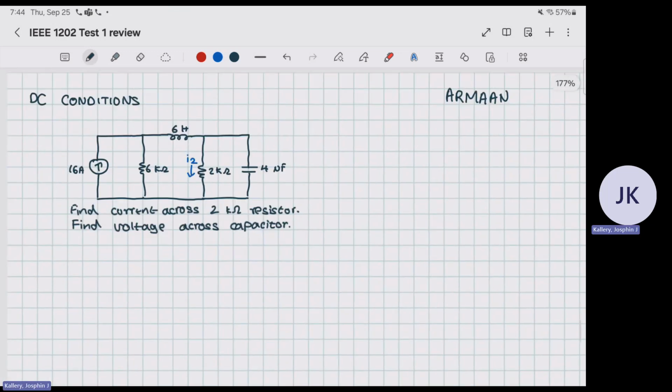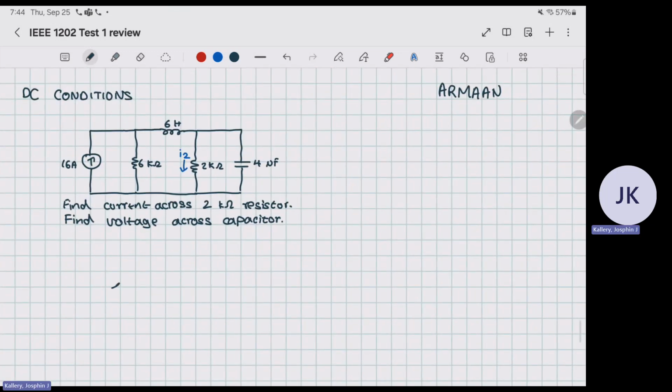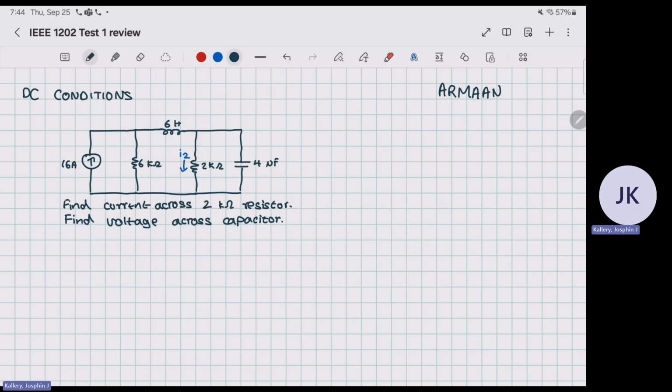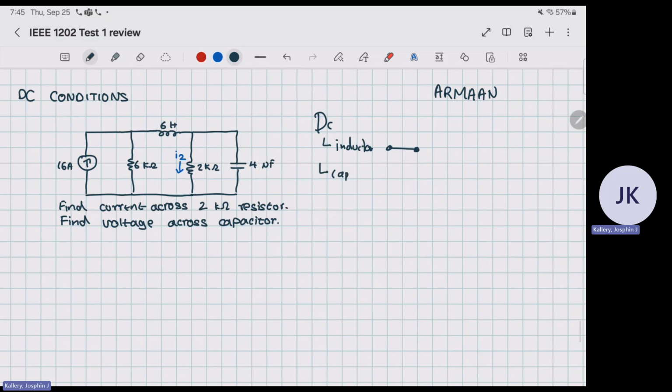Okay, so now we're going to move on to DC conditions. DC conditions basically just means that you have inductors and capacitors, but there's DC current instead of AC. So if you remember correctly, in DC conditions, inductors become short circuits, right? Because it's just a coil of wire in the end. And then capacitors become open circuits, right?